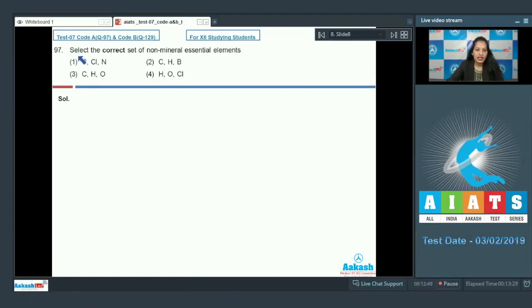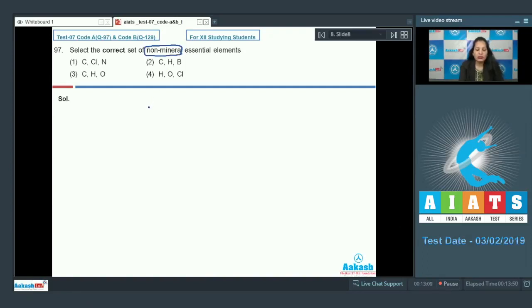Question number 97. Select the correct set of non-mineral essential elements. First option carbon, chlorine, nitrogen. Second carbon, hydrogen, boron. Third carbon, hydrogen, oxygen. Fourth hydrogen, oxygen and chlorine. So the correct set of non-mineral essential elements. Please pay attention over here.